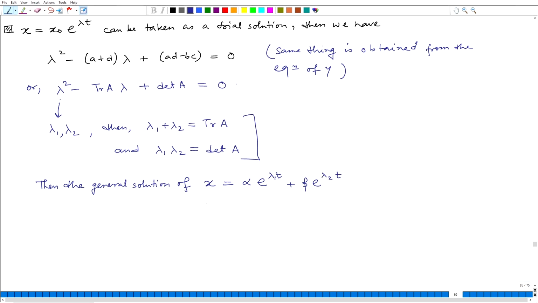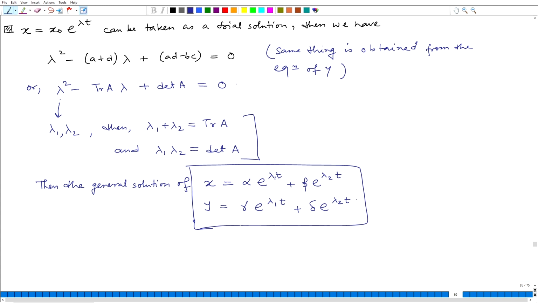Similarly, for y I can write, with different constants of course, gamma e to the power lambda 1 t plus delta e to the power lambda 2 t. Now, you see that by this result you have a clear cut way to write the general solution for x and y, for each of the phase space coordinates, for a given linearized system. Thank you very much.